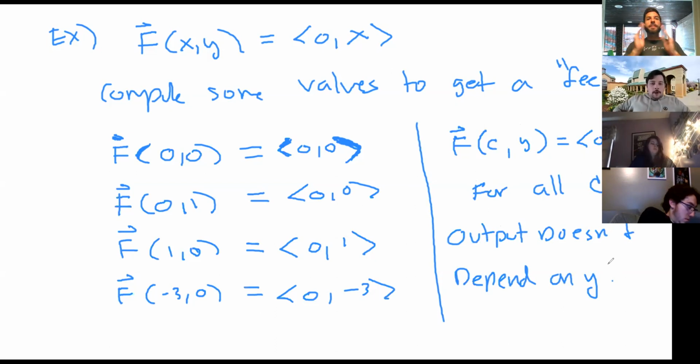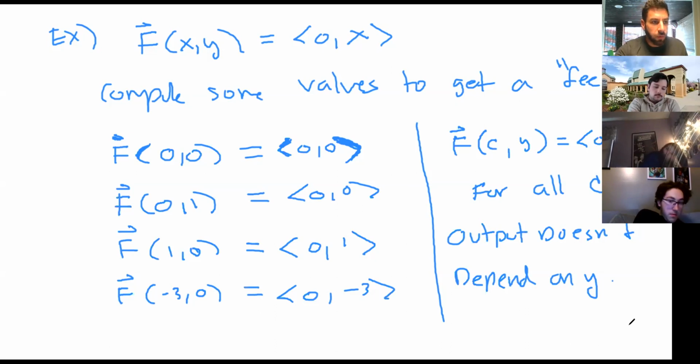So what does that mean? That means all our outputs, if we think of them as vectors, are not going to be tilted at all. They're either going to be an arrow pointing up or an arrow pointing down. And the reason that's the case is, look at the output. The x coordinate is always 0. So that tells us it doesn't move left or right at all. The output only moves up and down.